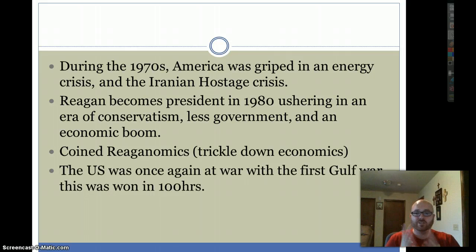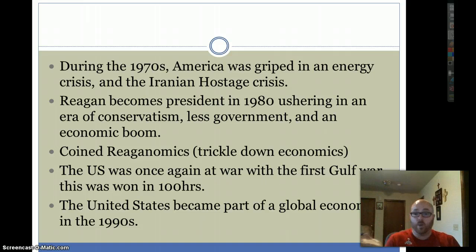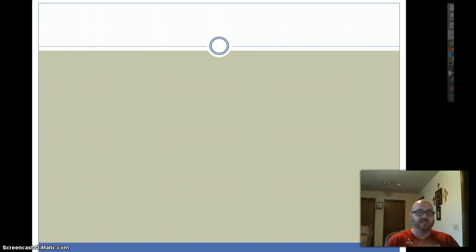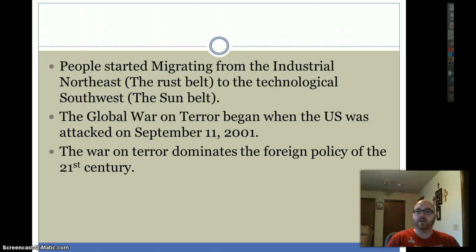The U.S. was once again at war with the first Gulf War, won in 100 hours, liberating Kuwait. The United States became part of a global economy in the 90s. The internet boom, technology everywhere. People started migrating from the industrial northeast, the Rust Belt, to the technological southwest, the Sun Belt. The global war on terror began. The U.S. was attacked September 11, 2001, and the war on terror dominates the foreign policy of 21st century America.